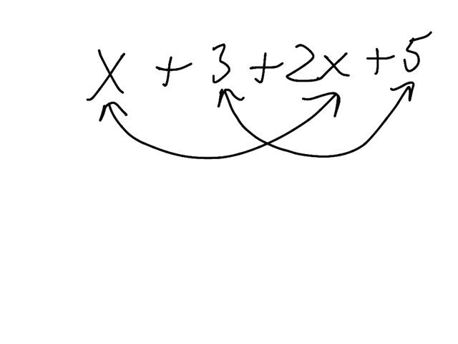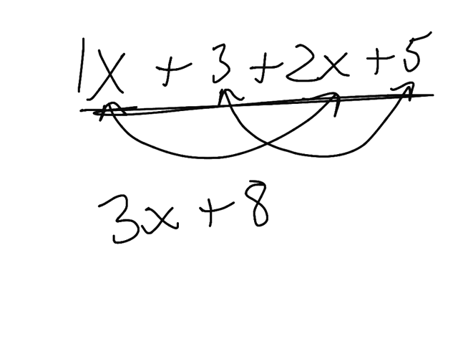I'm combining the 2x and the x, but it's addition. So 2x plus x, and x by itself just means 1x. 2x plus 1x is 3x, and 3 plus 5 is 8. So now I've simplified this polynomial above here into this by combining like terms.